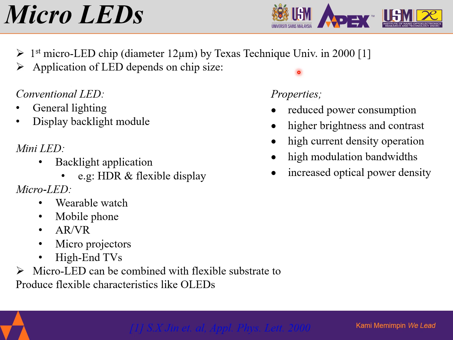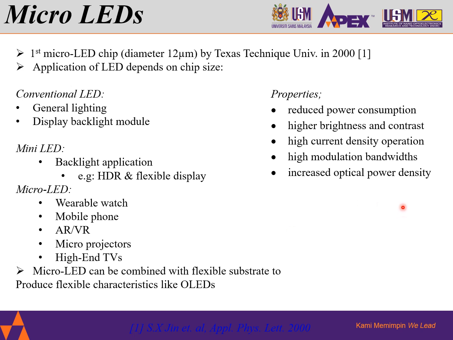The application of LED depends on the chip size as mentioned earlier. The conventional LED we use as general lighting and display backlight module. For mini LED we use it as a backlight application, for example HDR and even flexible display. For micro LED we can use it for wearable watch, mobile phone, AR and VR, micro projectors, high-end TVs. Micro LEDs can be combined with flexible substrates to produce flexible characteristics like OLEDs.